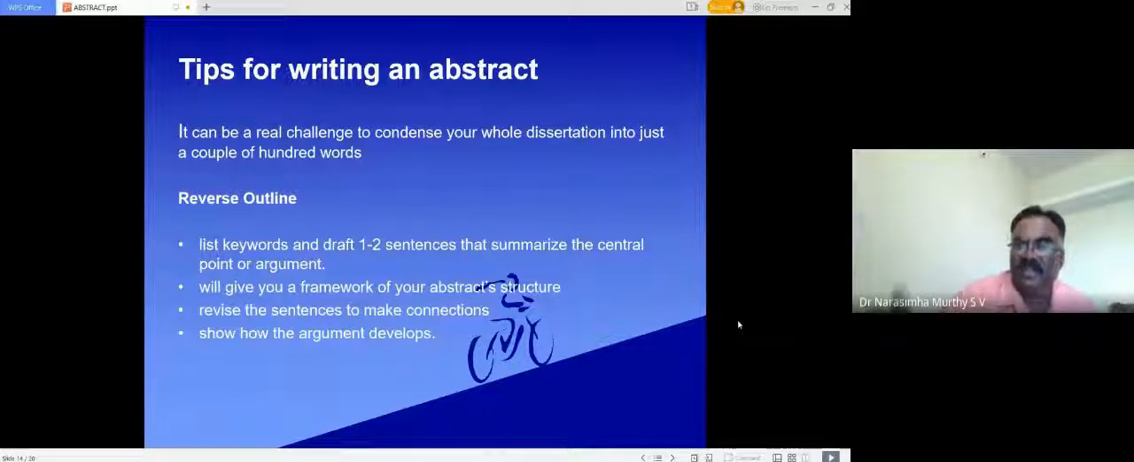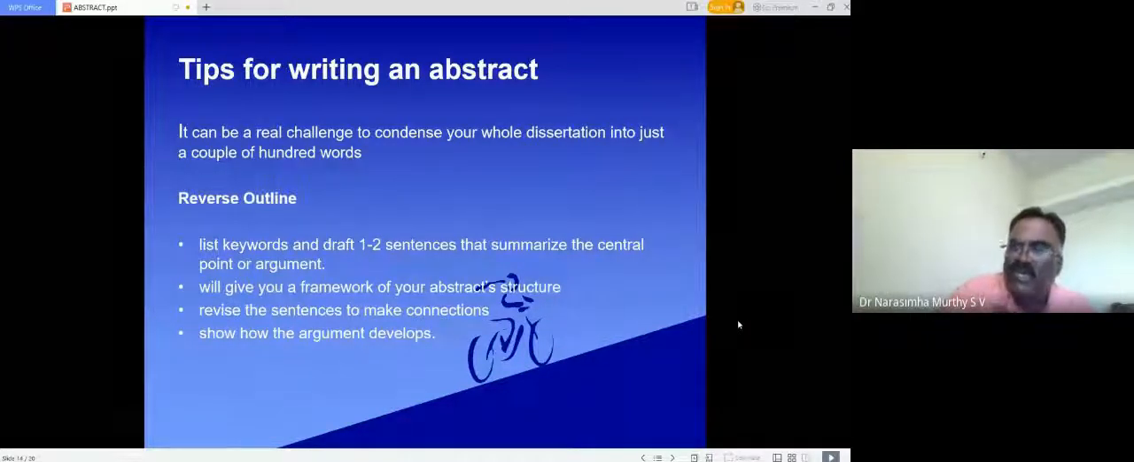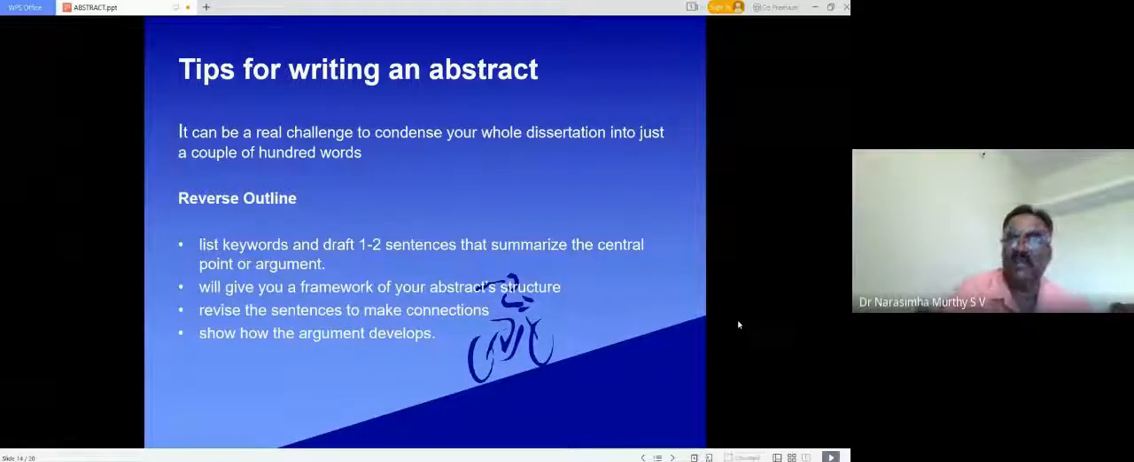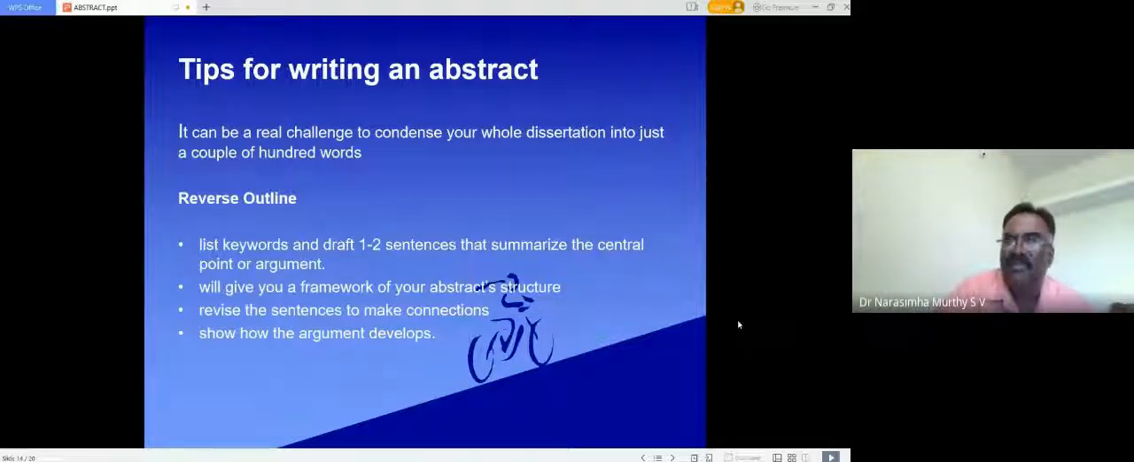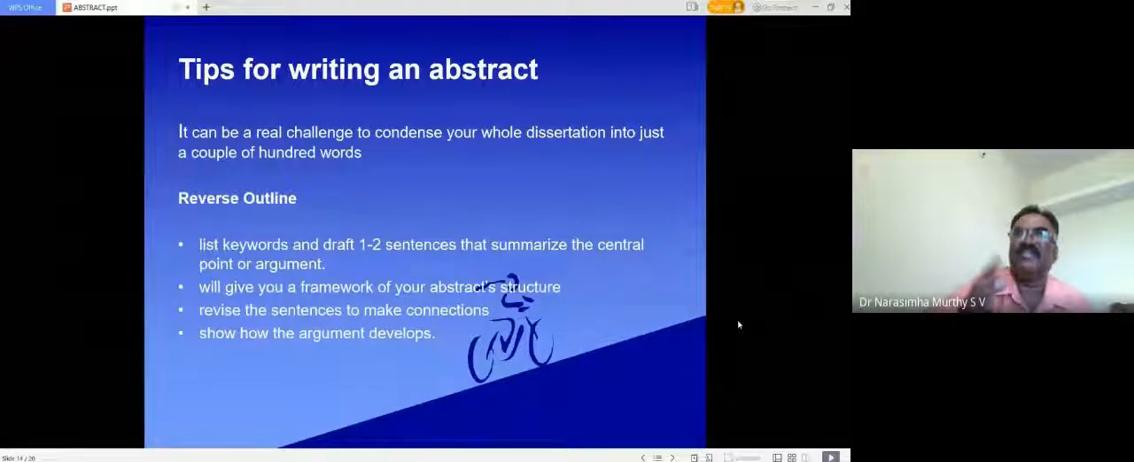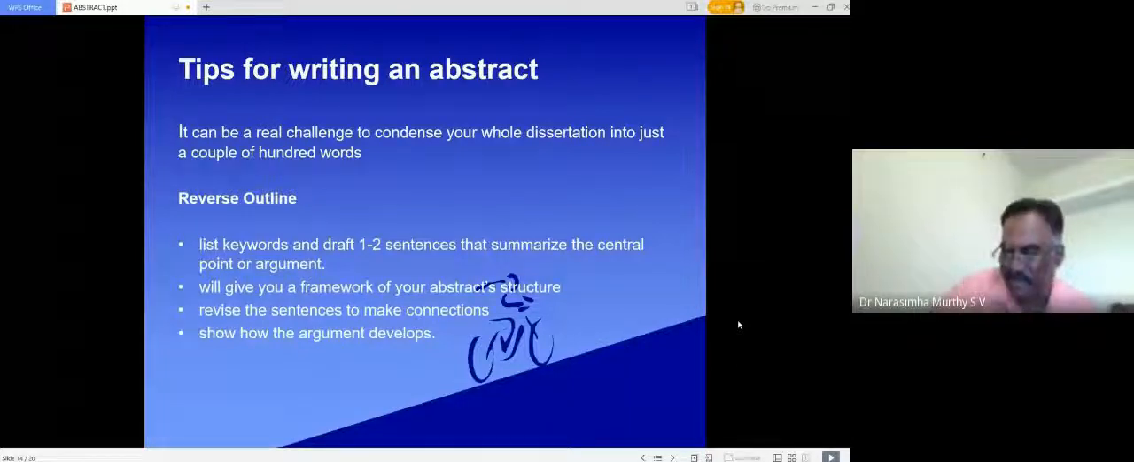Then revise the sentences to make connections. That means bring in cohesion, and see how the argument develops, how you have developed and further extended your argument or write-up. This is what we call a reverse outline. Do you remember, initially I told you about the outlining of the paper. Here, it is reversed, a kind of reverse process.